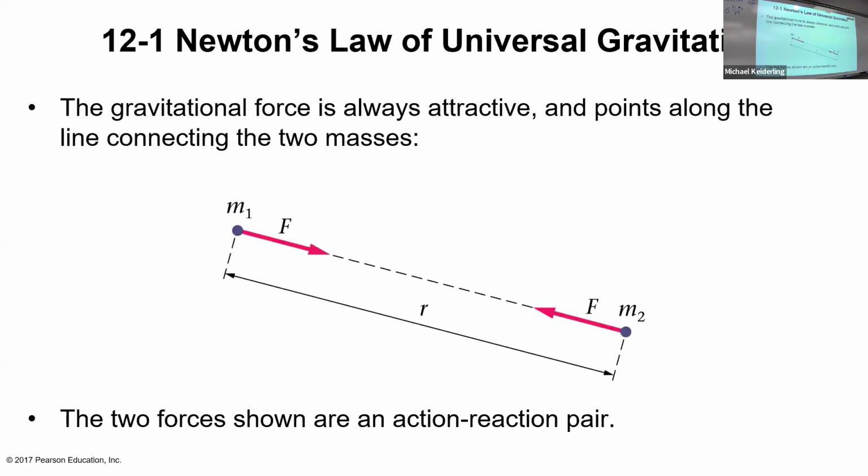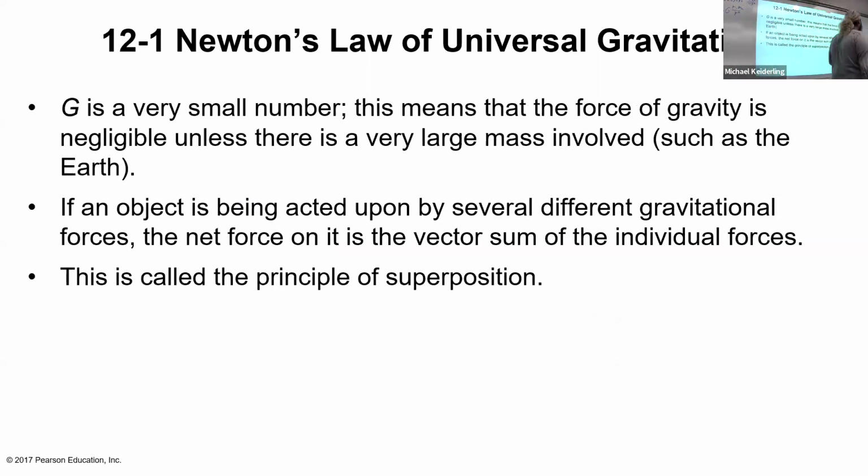The gravitational force is always attractive. It points along the line connecting the two masses. The gravitational force between any two objects forms an action-reaction pair, as shown here, so Newton's third law still is kept. Now, G is a very small number. This is because gravity is the weakest of the 4 fundamental forces. So gravitational force is negligible unless there's a very large mass involved. On Earth, the Earth is the very large mass in question.